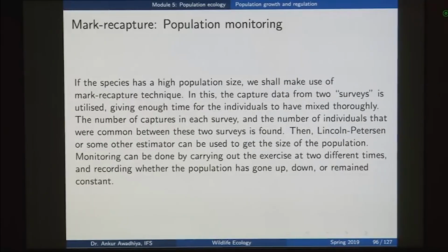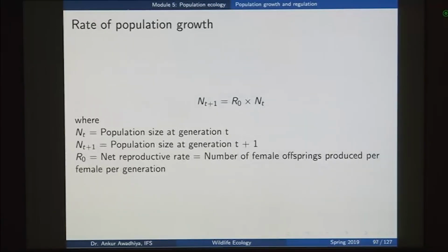Now, if the species has a high population size, then we shall make use of the mark capture recapture technique. In this case, capture data from two surveys is utilized to give an estimate of the number of animals that are there. So, for smaller population sizes you can go ahead and count and name each and every individual. In the case of larger populations you can go for the mark recapture technique. Now, that is all about the population. We try to look at the population dynamics.